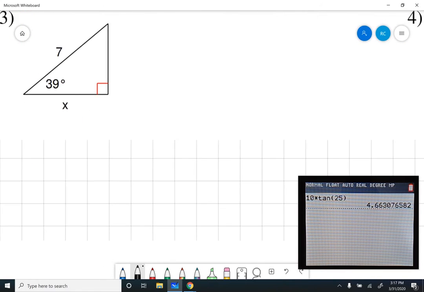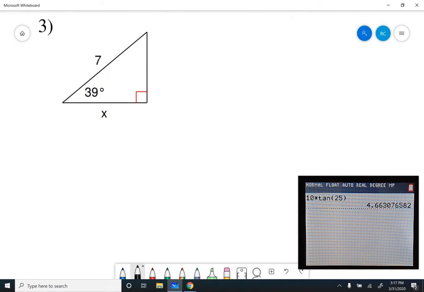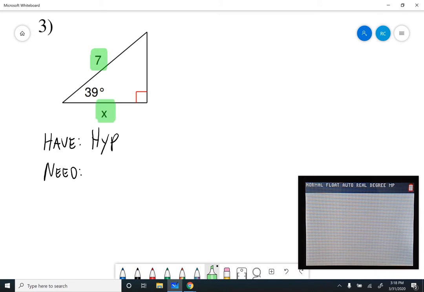Let's move on. Number three. What do we have? What do we need? Take a minute, pause the video, take it all the way to the end if you can. Ready, set, go. Looks to me like what we've got is the hypotenuse. And what we're looking for is this adjacent side. It's adjacent once again because it is actually part of that angle.